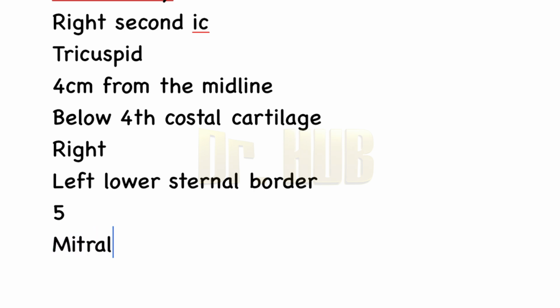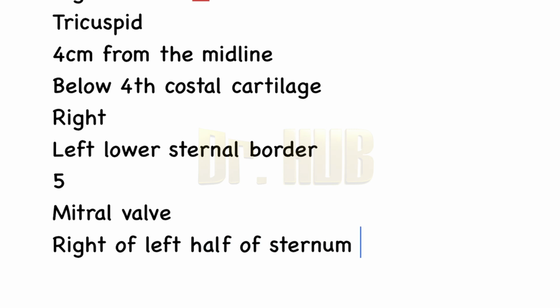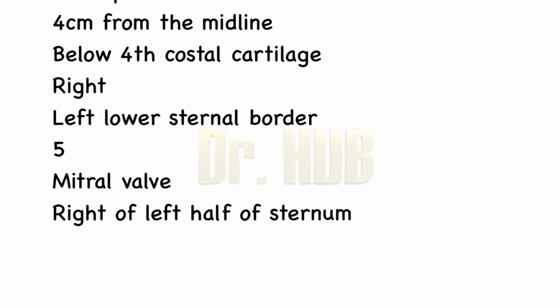Next is the mitral valve. The mitral valve is approximately 3 centimeters long. It descends to the right of the left half of the sternum, opposite the left fourth intercostal space, next to the fourth costal cartilage.